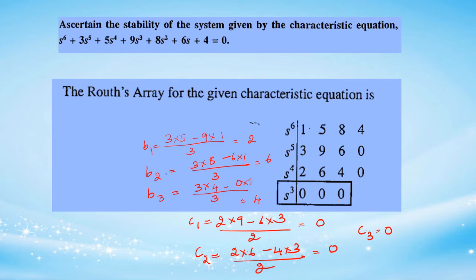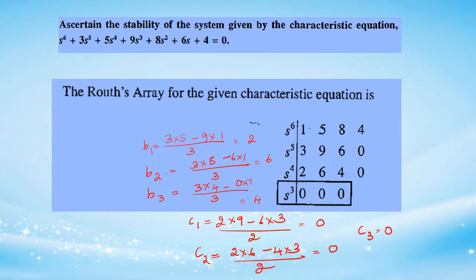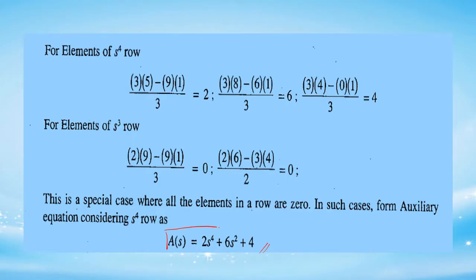So whenever you encounter a problem like this, it is a case of the special type of Routh array. In that case you have to see the row before that. From this row, form an auxiliary equation. The coefficients here are for s to the power of 4. So it is 2 s to the power of 4 plus 6 s squared plus 4 equal to 0. So this is my auxiliary equation.